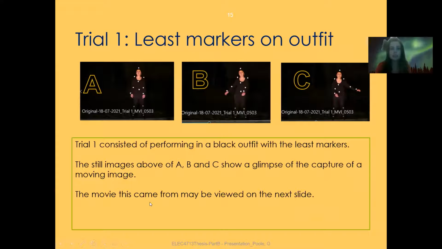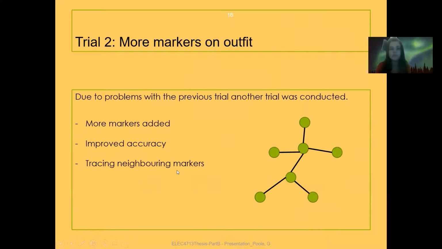So in this trial, less markers are used. The accuracy was only about 25% because you have 11 markers and only 3 sets could accurately be picked up. So it would draw 3 lines accurately and everything else is inaccurate.